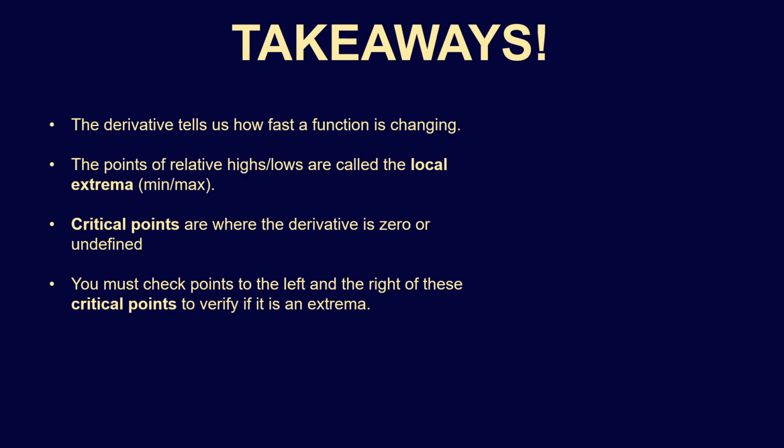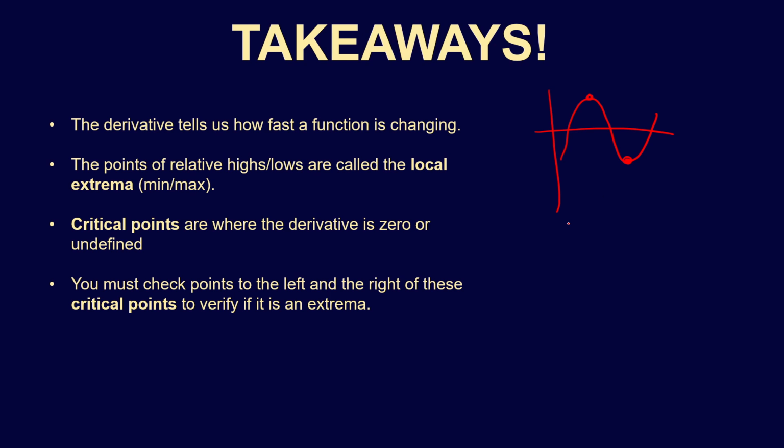The takeaways. Number 1, the derivative tells us how fast the function is changing. If it's changing fast, the derivative will be large. If it's decreasing, it'll be negative. If it's not changing at all, it'll be 0. Second, the points of relative highs and lows are called local extrema. This is called the maximum because it's the highest, and this is called the minimum because it's the lowest.